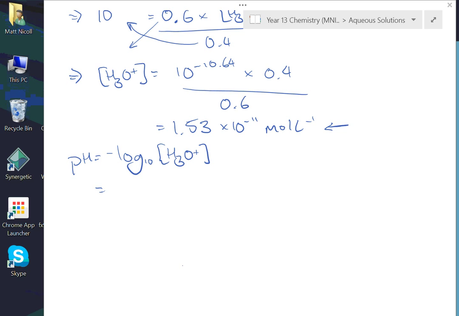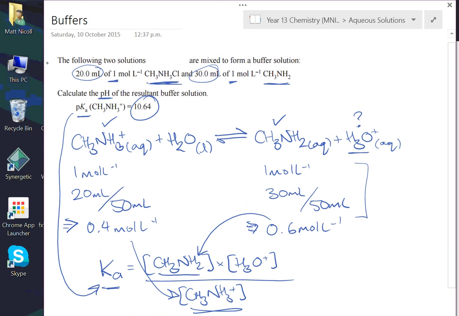So here we go. Negative log of my answer equals 10.816 something. Okay, so I get 10.8. And that's all that's required for that, because that's what the question was asking. What is the pH, or calculate the pH of the resultant buffer.